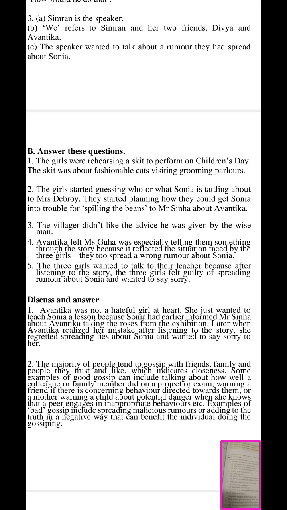What did the girls start doing when Mrs. Deborah left? The girls started guessing who or what Sonia is tattling about to Mrs. Deborah. They started planning how they could get Sonia into trouble for spilling the beans to Mr. Sinha about Avantika.